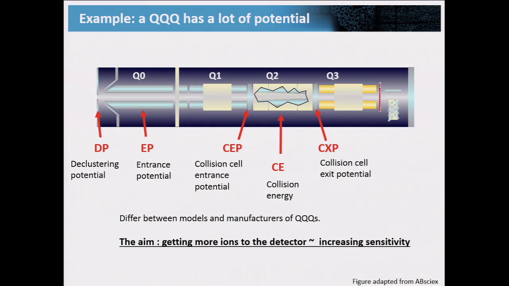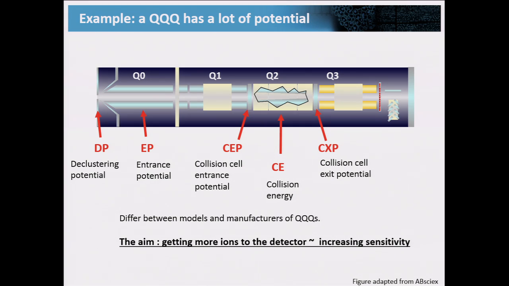The other parameters can be set on the machine with default values, and then we don't need to ever touch them. You can ignore them. Different models and different manufacturers will have different architectures. So this is only a schematic architecture, in this case from a Q-trap.